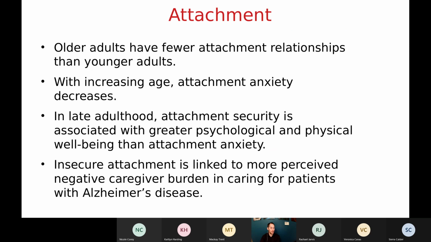Insecure attachment, on the other hand, is linked to more perceived negative caregiver burden. So if you have an insecure attachment style or feel insecure attachments to other people, it makes it really hard to care for you. It can be a lot more difficult because probably the late adult is not feeling like they can rely on the caregiver. That makes it hard for the caregiver who might be trying to be consistent.